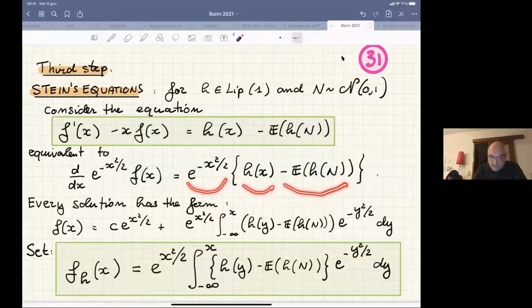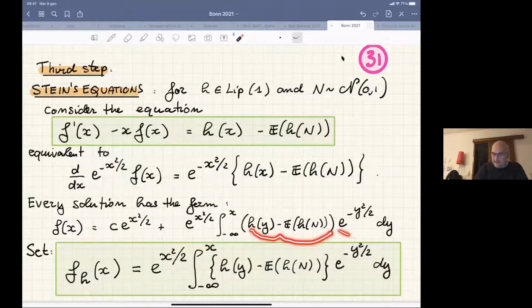And now I can simply solve this equation by integrating both sides. By integrating both sides, I obtain that every solution f of the Stein equation has necessarily the form c, some real constant, times exponential of x squared over 2, plus the exponential of x squared over 2 times the integral from minus infinity to x of h(y) minus the expectation of h(N), times exponential of minus y squared over 2, integrated in dy.